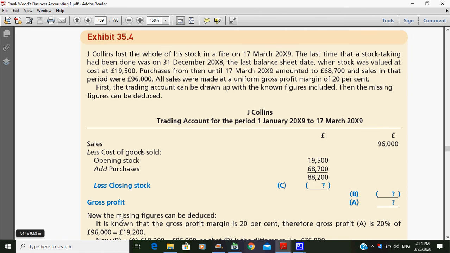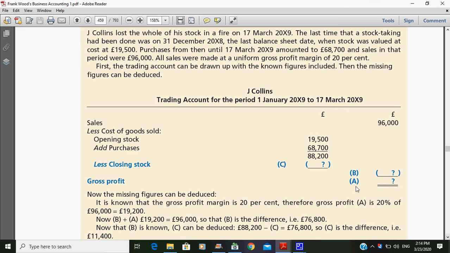Now the missing figures can be deduced. It is known that the gross profit margin is 20%. Therefore, gross profit is 20% of what? 96,000, which is going to give you what? 19,200. That is what you will place here, 19,200.